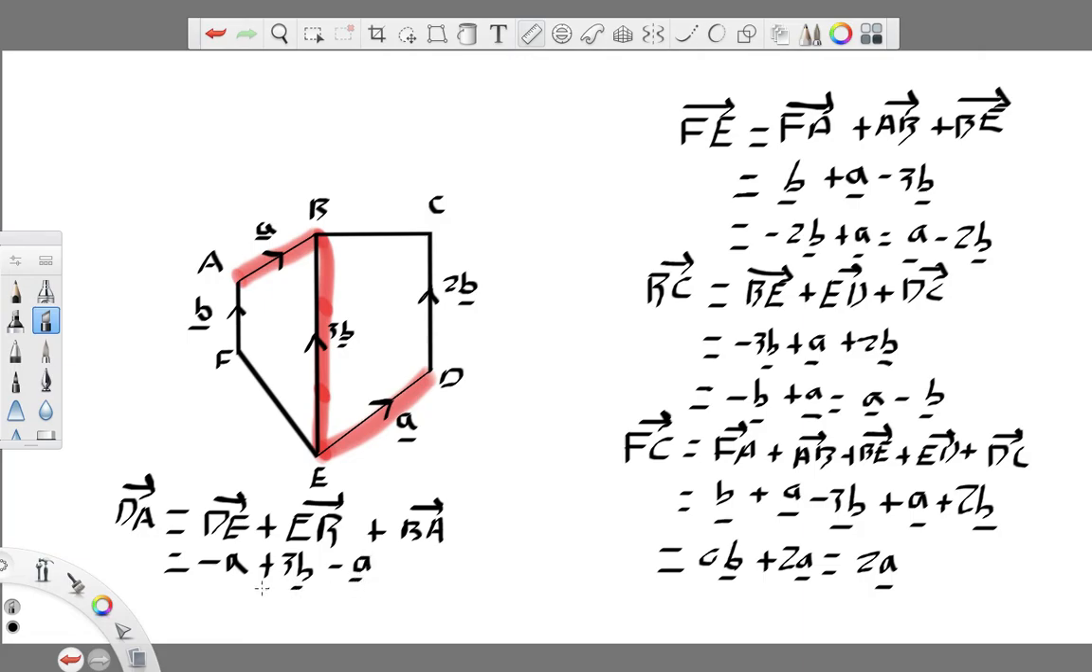Underline my vectors there. And tidying that up, we'll get minus 2A plus 3B, and that, with our positive vector written first, is 3B minus 2A.